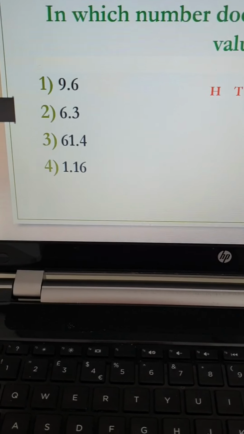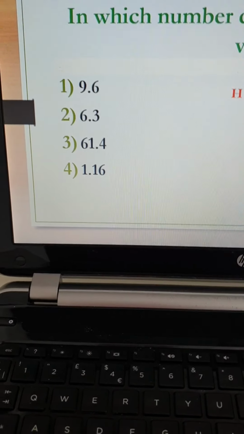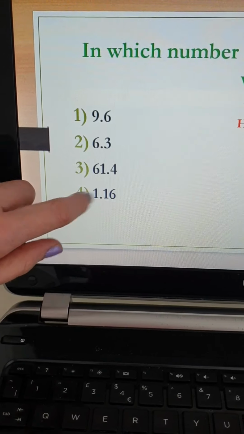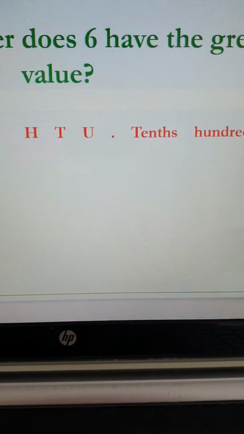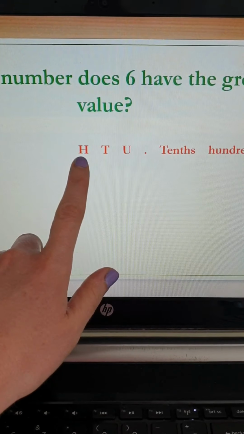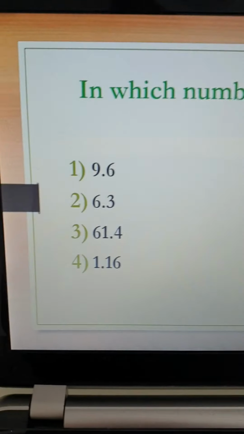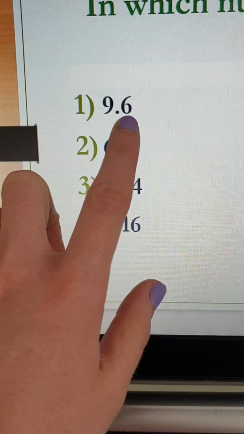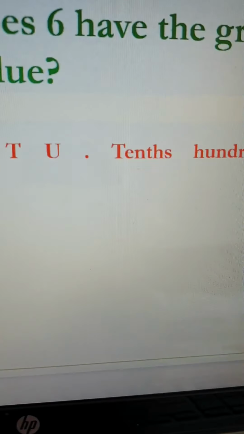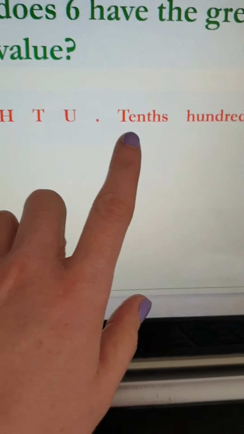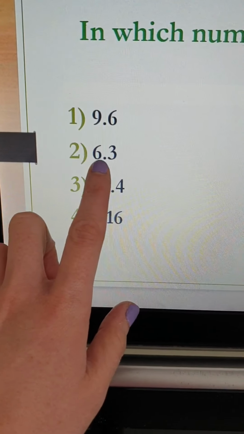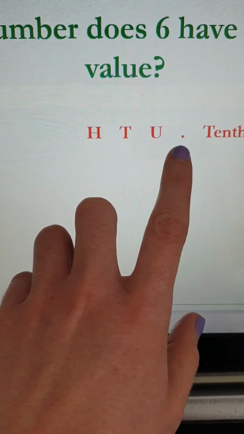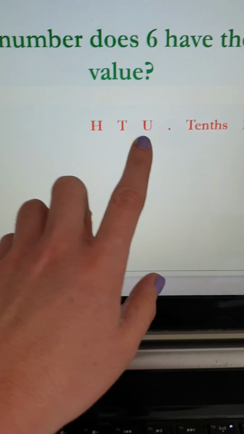So here are our four options. We want to know which 6 is of the greatest value. Now remember, if the biggest number starts from over here, we're going to be looking for the number that is the furthest to the left. So we have 9.6. The 0.6 there, straight after the decimal point, is a tenth. We have the 6 here, just before the decimal point. Just before the decimal point is a unit.